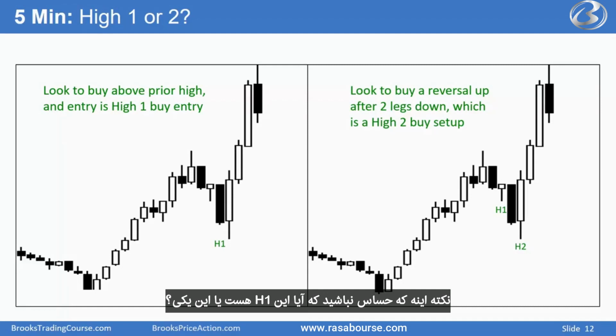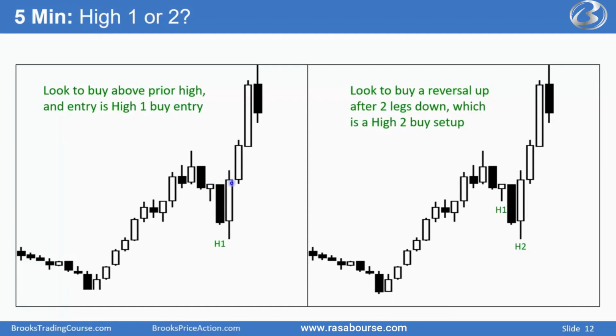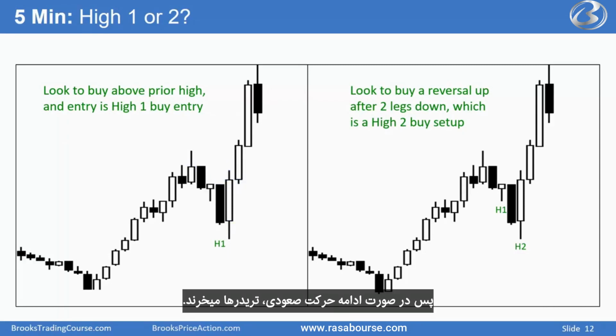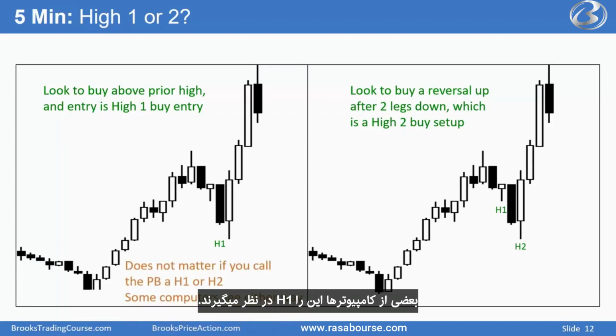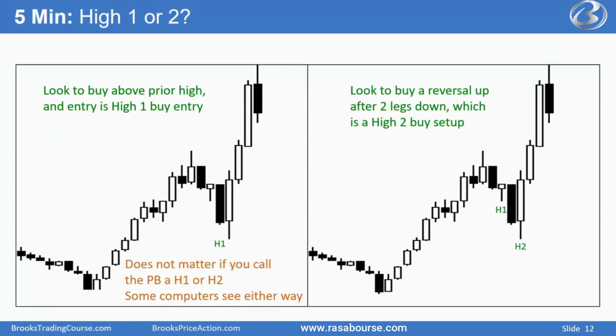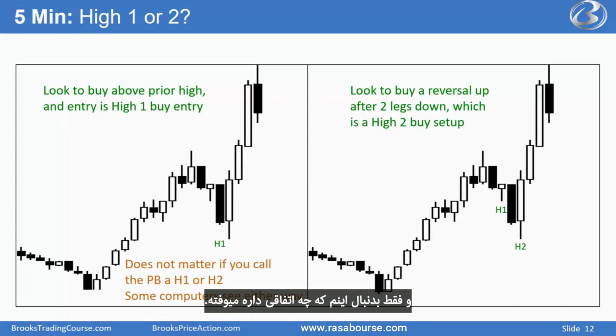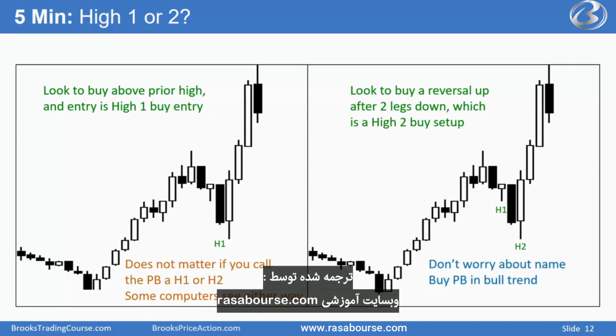The point is not arguing, is this a high 1 buy? Is this a high 1 buy because it went above that bar? Or is it 2 legs down, 1 pullback, 2? It doesn't matter what you call it. It's a pullback, and we're still always in long, and traders are looking to buy a resumption up. Some computers will see it as a high 1, others as a high 2. And I never worry about the name. I just worry about what's going on. And I want to buy. It's a bull trend. I want to buy.